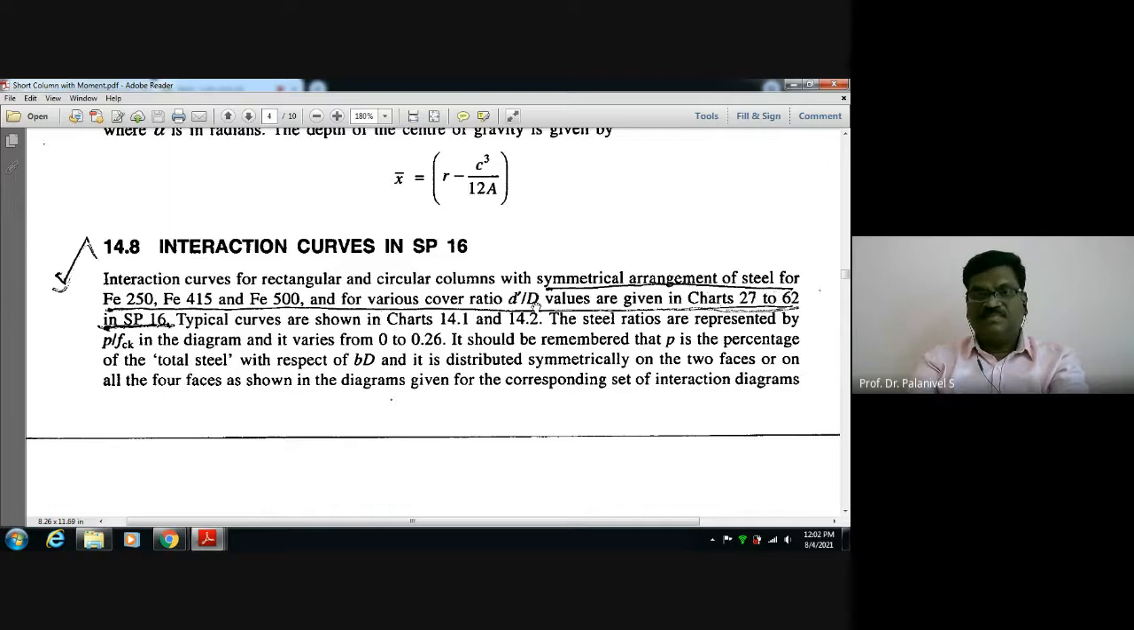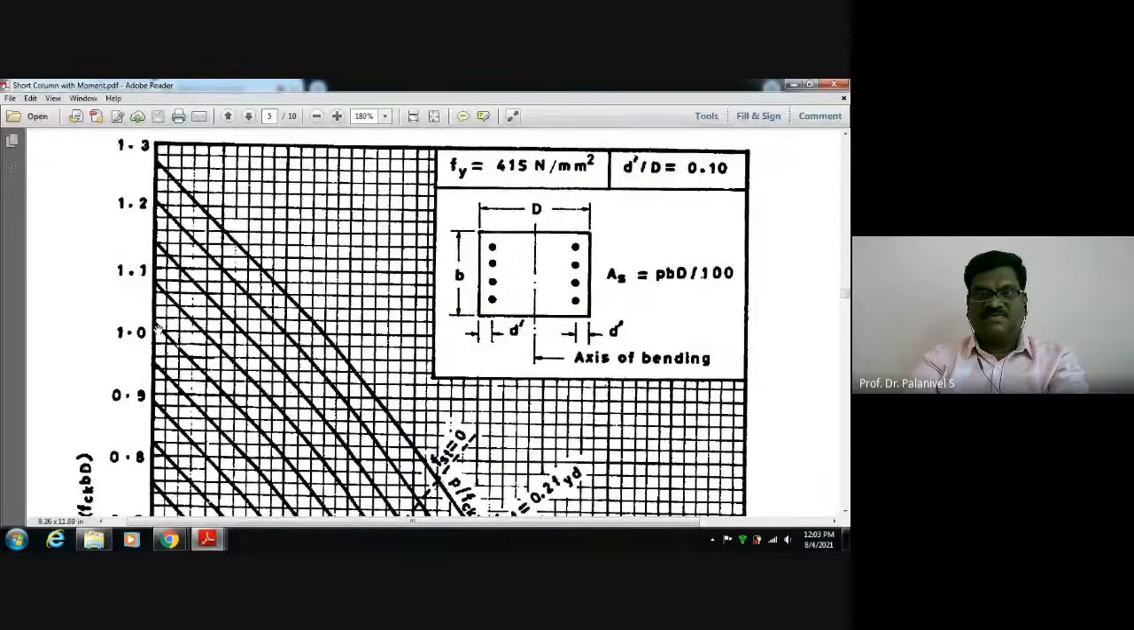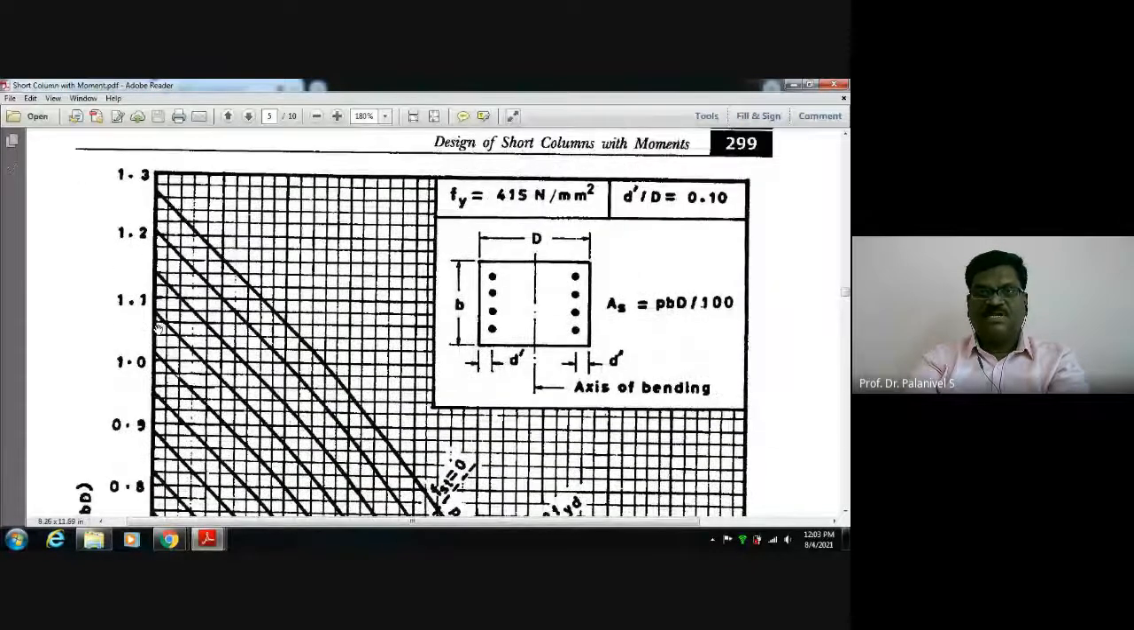Now, if it is 0.1, 0.15, 0.2, accordingly you have to refer to different charts. Charts 27 to 62, so this many charts are available in SP16. They are all interaction diagram charts. You have to refer to the respective chart based on the given data, the suitable chart. I have shown here a typical chart which is available in SP16.